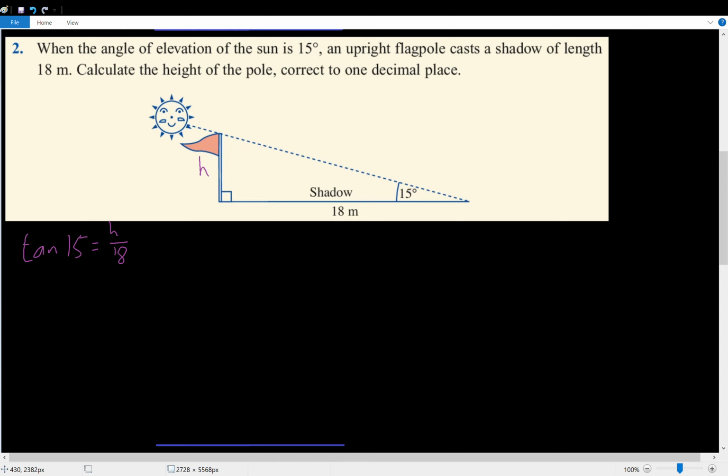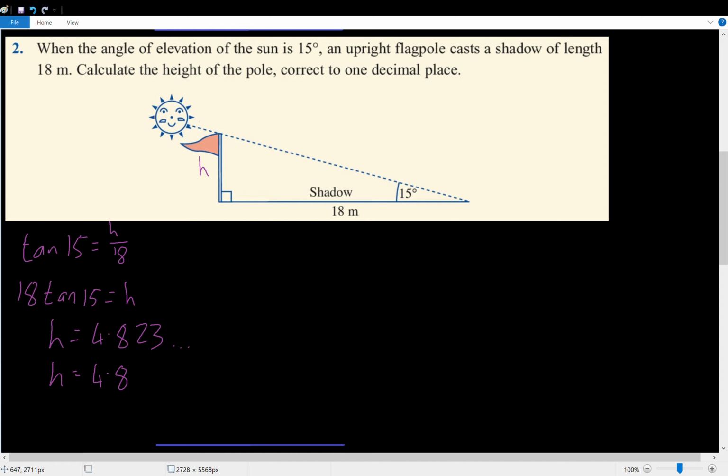And that means if we take our divided by 18 on the right and we bring it across, we get multiplied by 18. So 18 tan 15 is equal to H, which means that H is going to be equal to 4.823... Now we don't need all the rest of the numbers because our question specifically says correct to 1 decimal place. So when we round that, H is going to equal 4.8.